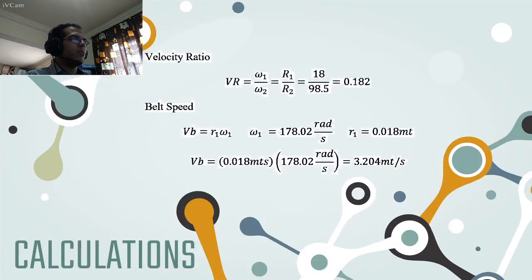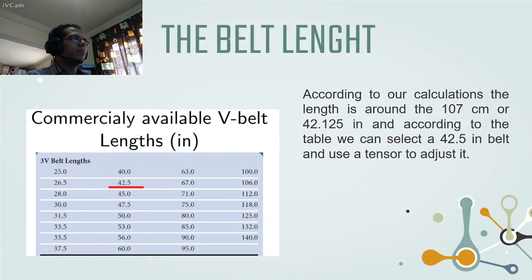The velocity ratio: we are reducing speed and gaining force. The belt speed is 3.204 meters per second. And finally we have the belt length. This is a graph with some commercially available belt lengths on the market, and the most similar to the one we need is the 42.5 inches length. So with some tensors we can adapt it to the design.